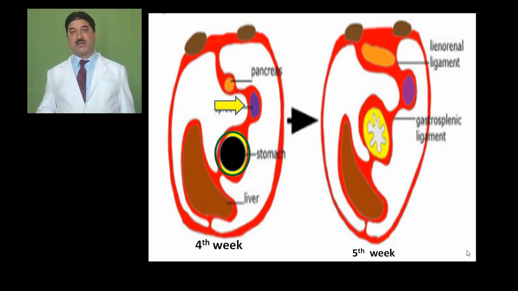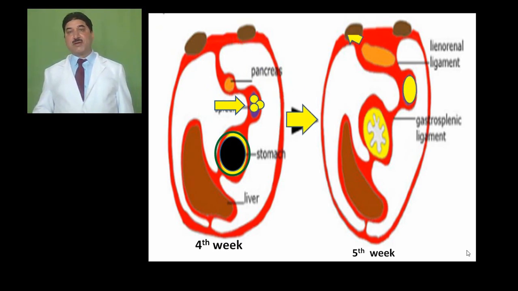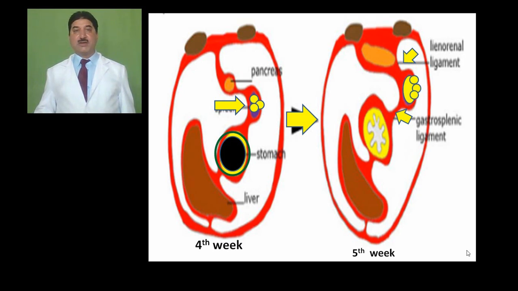Spleniculi develop in the dorsal mesogastrium during the fourth week of intrauterine life. During the fifth week, they fuse to form the spleen. On its superior border, spleniculi are present, which represents its fetal origin. It is connected with the stomach by the gastrosplenic ligament and with the kidney by the lienorenal ligament.